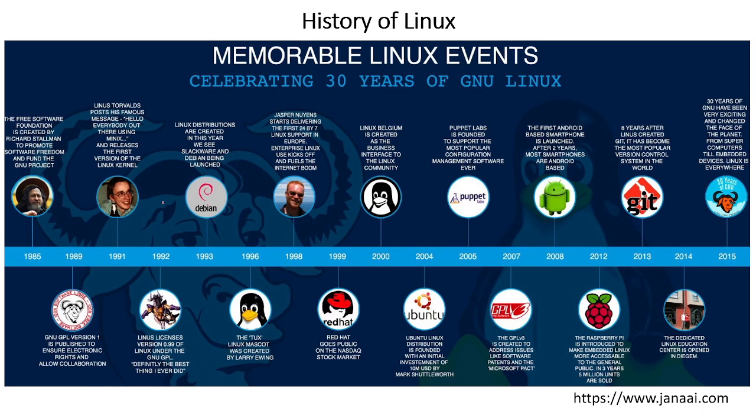You can see that in 1985, the Free Software Foundation was created by Richard Stallman, the founder of the GNU project, to promote software freedom. Then in 1989, GNU General Public License version 1 was published to protect users' rights and allow collaboration. In 1991, Linus Torvalds created this Linux kernel, based on the Unix operating system.